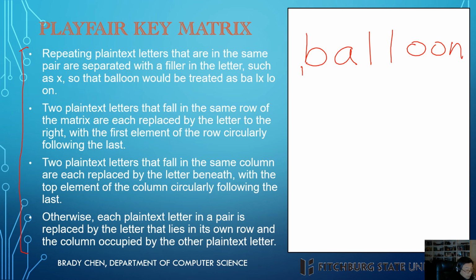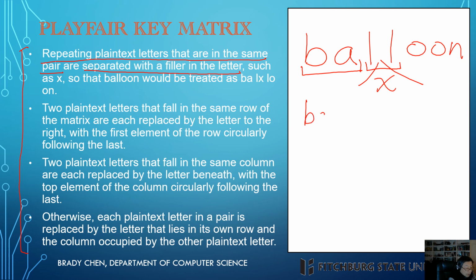So we need to group the plain text letters into units of 2. Let's say the first unit is B and A. Now the second unit is supposed to be L and L, but based on the first rule, repeating plain text letters that are in the same pair, in this case the 2 L's, are separated with a filler letter. Typically, we use letters like X, Y, or Z, which are less frequently used in English paragraphs, as a filler. So we have to separate the 2 L's into different units. So we add a filler X.